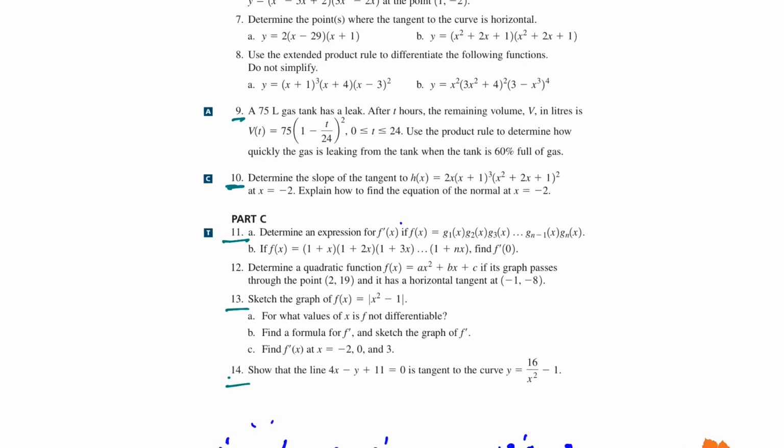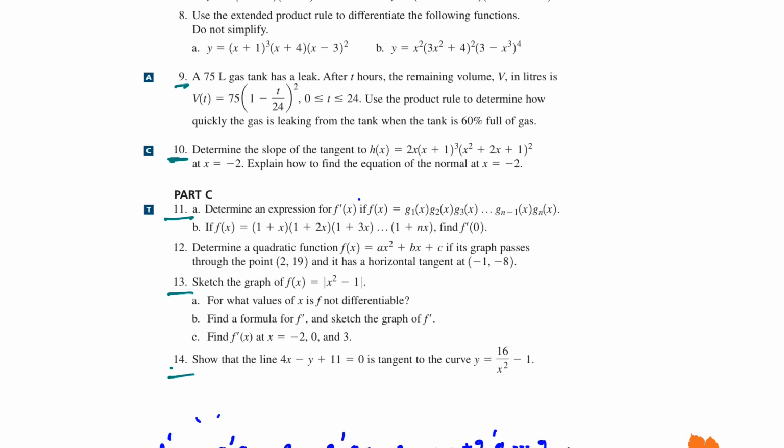Next question, question number 9. A 75-liter gas tank has a leak. After t hours, the remaining volume V in liters is V of t equals 75 times 1 minus t over 24 to the power of 2, when t is greater than or equal to 0 and less than or equal to 24. Use the product rule to determine how quickly the gas is leaking from the tank when the tank is 60% full of gas.